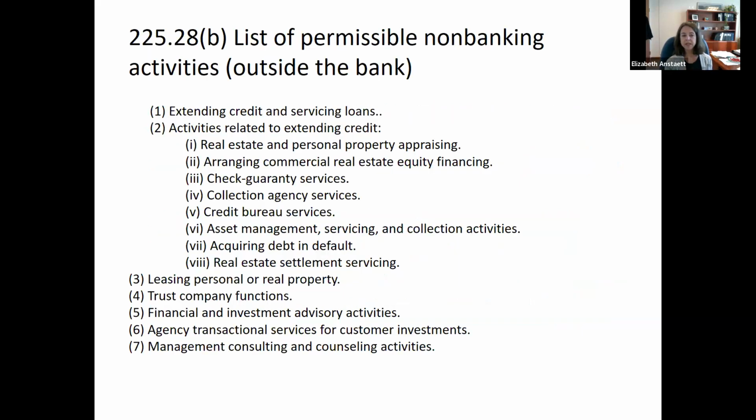To give you an idea of what that means, it, of course, is extending credit and servicing loans, real estate appraising, personal property appraising, commercial real estate financing, check guarantee, collections, credit bureau services, asset management, acquiring debt in default, real estate settlement like closings, leasing of personal and real property, trust company functions, financial and investment, other kinds of transactional service for customers, and management and consulting relating to finances and banking. So it's all money and banking related, and that's fairly limiting.